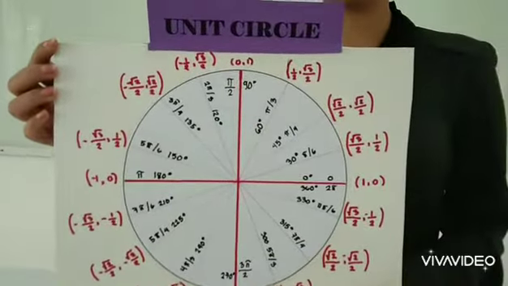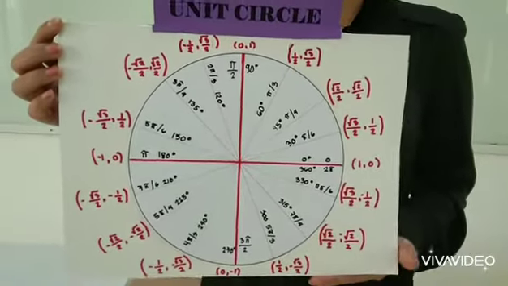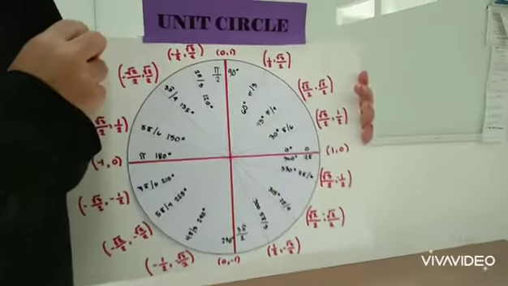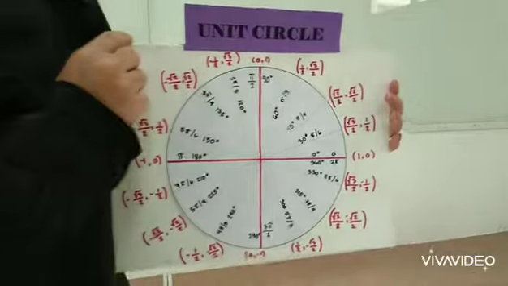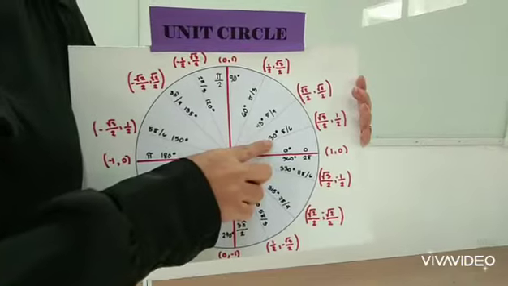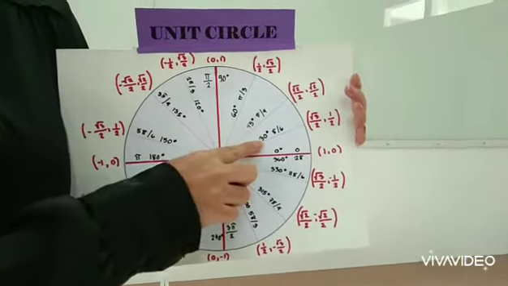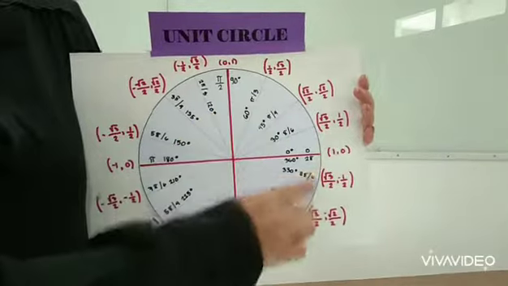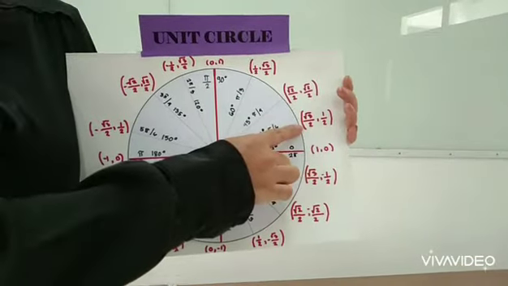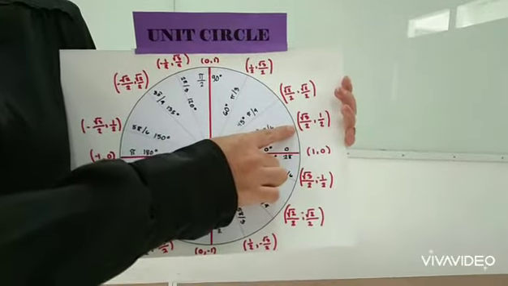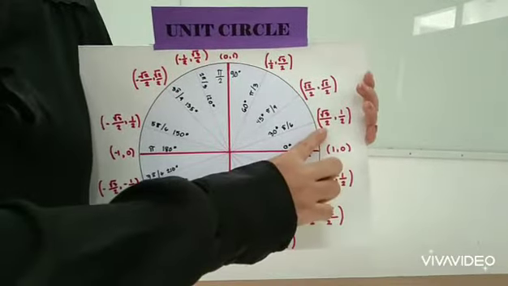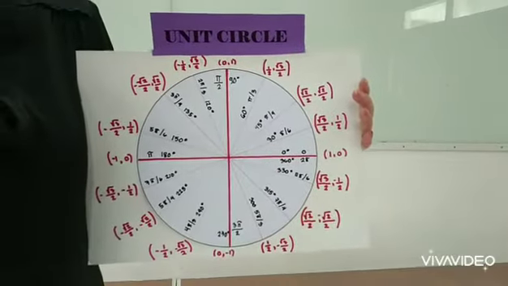So the unit circle can be used in the topic of trigonometric functions, especially in evaluating trigonometric functions. For example, if you are going to get the value of cosine 30 degrees, how should we know it? We will just refer to our unit circle. So here in 30 degrees, the corresponding coordinates are square root of 3 over 2 and 1/2. Since cosine is equal to x, the value of cosine 30 is equal to square root of 3 over 2.